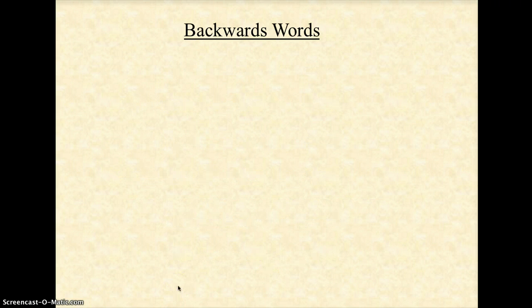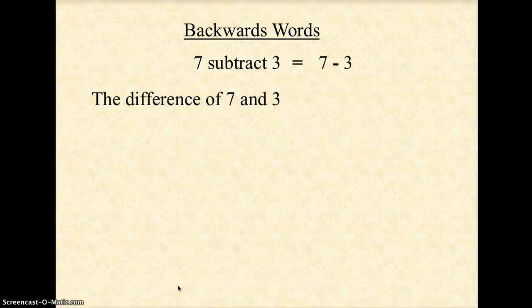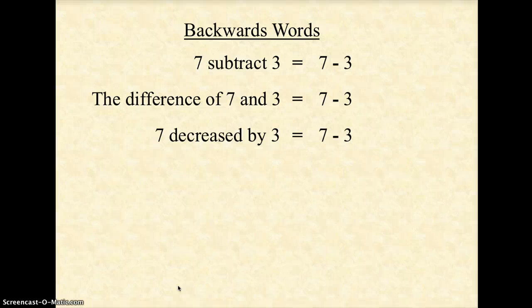Now let's move on to subtraction. 7 subtract 3 is 7 minus 3. The difference of 7 and 3, you can also write as 7 minus 3. If it says 7 decreased by 3, you also write it as 7 minus 3. 7 diminished by 3, you also write it as 7 minus 3.